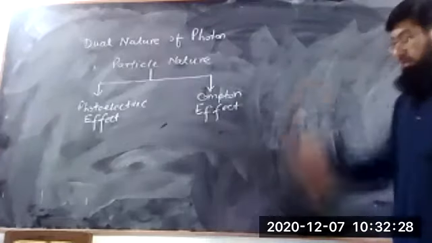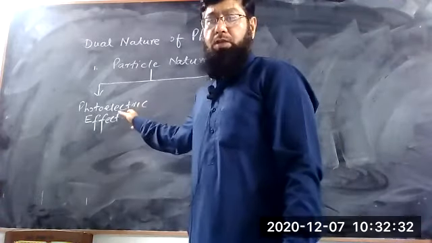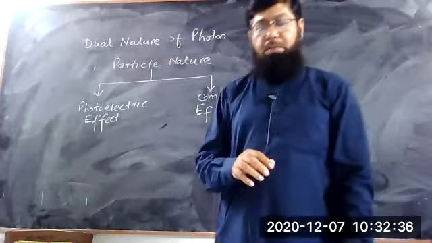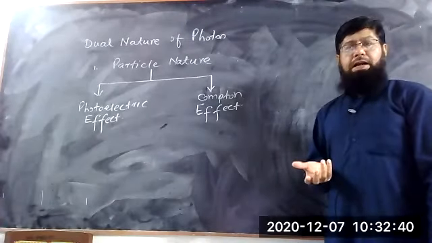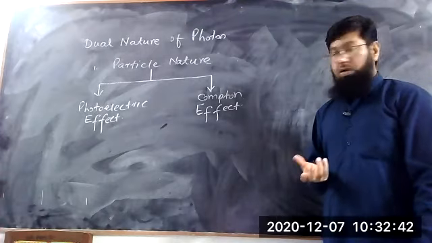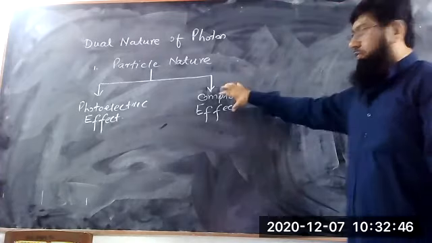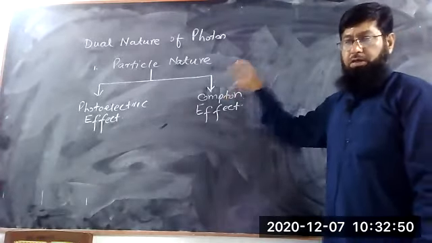In the previous lectures, we have discussed the photoelectric effect. It means when ultraviolet light falls on the surface of a metal, as a result, electrons are emitted from the surface, and the phenomenon is known as the photoelectric effect. Now in this lecture, we will focus on the Compton effect. What is the Compton effect?